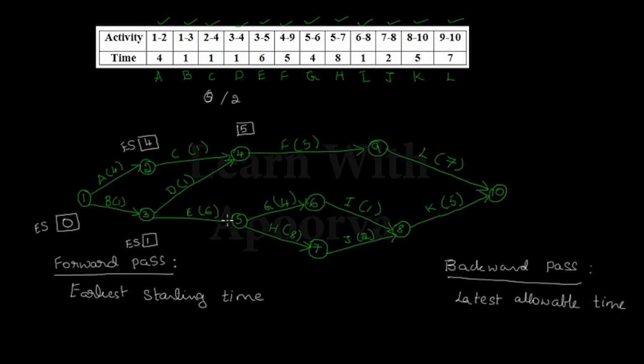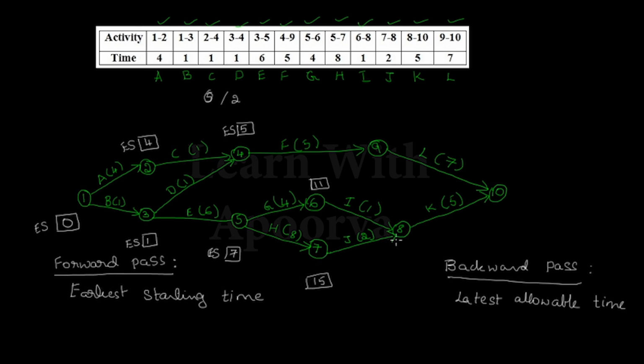Node 5 has 3 as the previous node and its earliest start time is 1. So 1 plus 6 will be equal to 7. So the earliest start time for node 5 is equal to 7. After node 5, we'll go to node 6. Node 6 has the previous node as 5, which has the earliest starting time as 7. So 7 plus 4 will be equal to 11. For node 7, it will be 7 plus 8, which will be equal to 15.